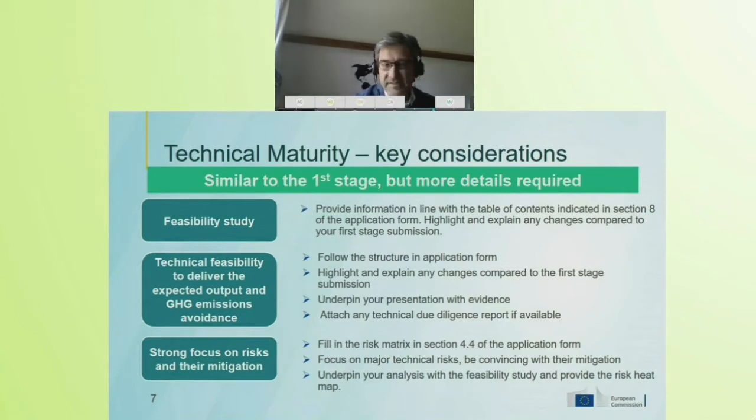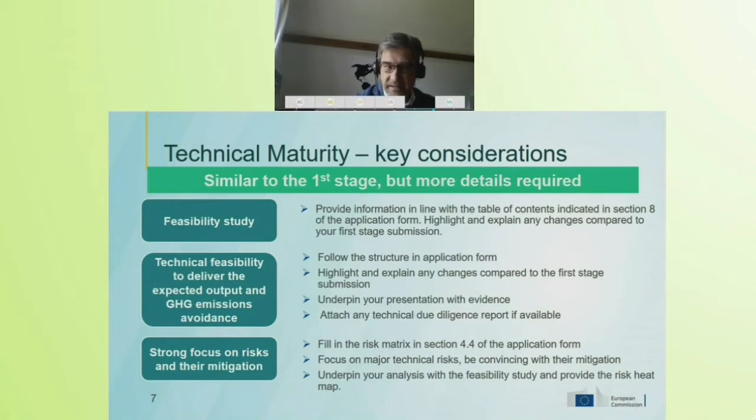Compared to the first stage, here in the second stage, we will also very much focus on risks, much deeper than in the first stage. So therefore, in the application form, you will see in section 4.4 the risk matrix, which we ask you to fill in. Focus there on the key technical risks and be very credible on how you are going to mitigate them. Be realistic, but be convincing with your mitigation measures.